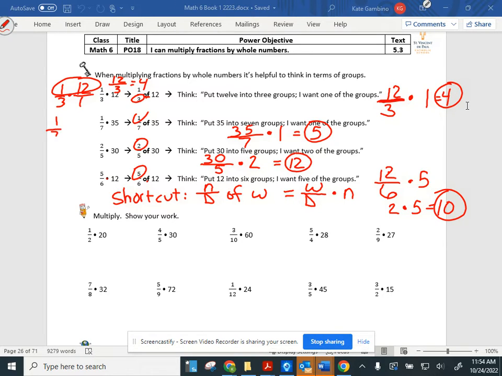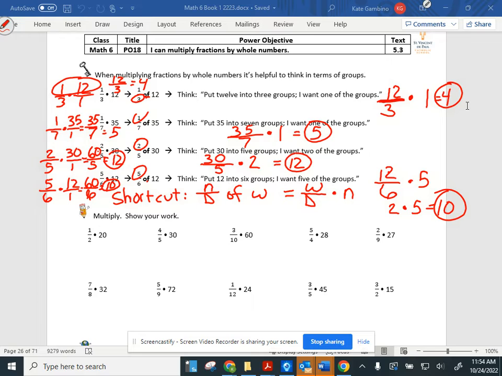So 1/7 times 35 over 1 gives me 35/7. 35 divided by 7 gives me that 5. 2/5 times 30 over 1 equals 60 over 5. 60 divided by 5 gives me 12. And then here we had 5/6 times 12 over 1 is 60 over 6. 60 divided by 6 is 10. So we get the same answer either way.